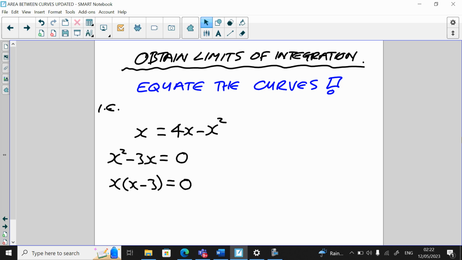So here, I get something times something equals 0. That is only possible if x is 0 or x take away 3 is equal to 0. x equals 0 is a solution. x take away 3, a little bit of work with that. So eventually I get x equals 3. These are my two limits of integration.